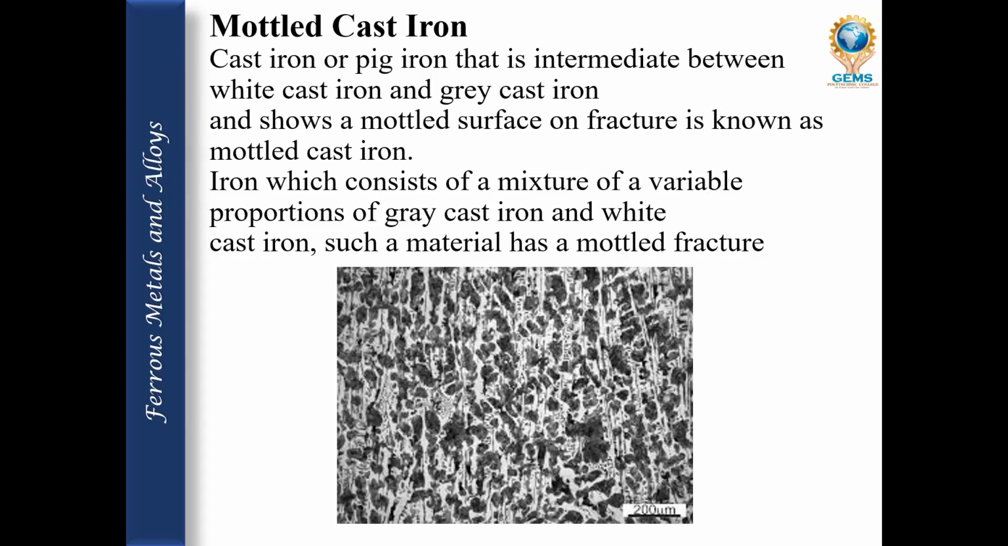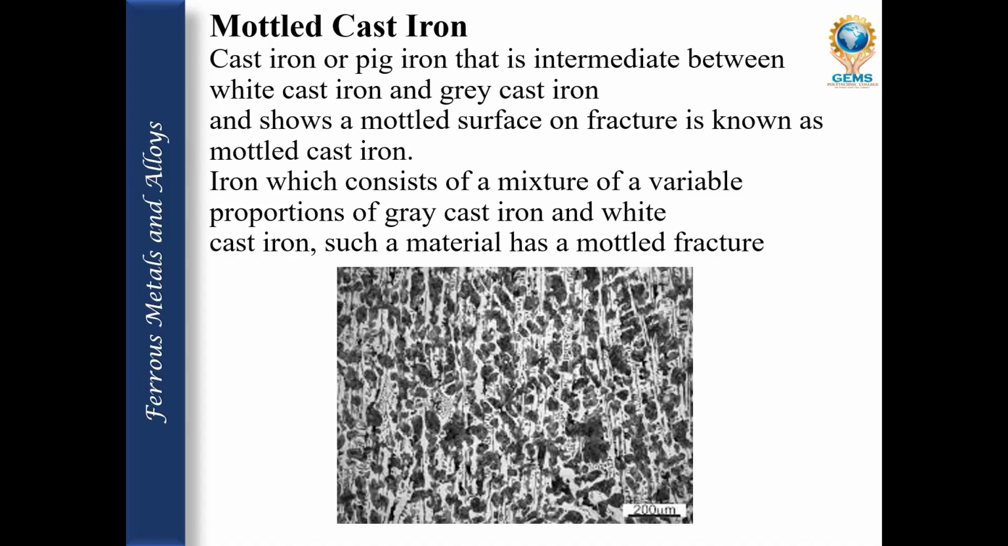Now the next topic that we're going to discuss is the mottled cast iron. Basically this mottled cast iron is nothing but a cast iron or pig iron that is intermediate between white cast iron and grey cast iron. So it would be in the center, between white cast iron and grey cast iron, and shows a mottled surface on fracture. That is known as mottled cast iron.